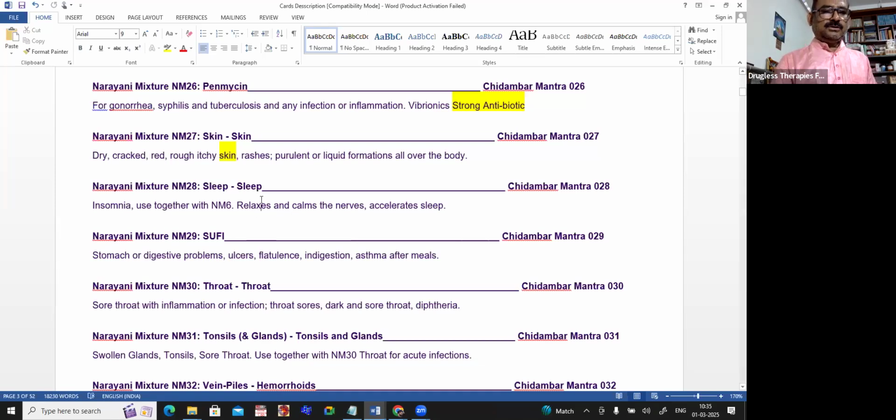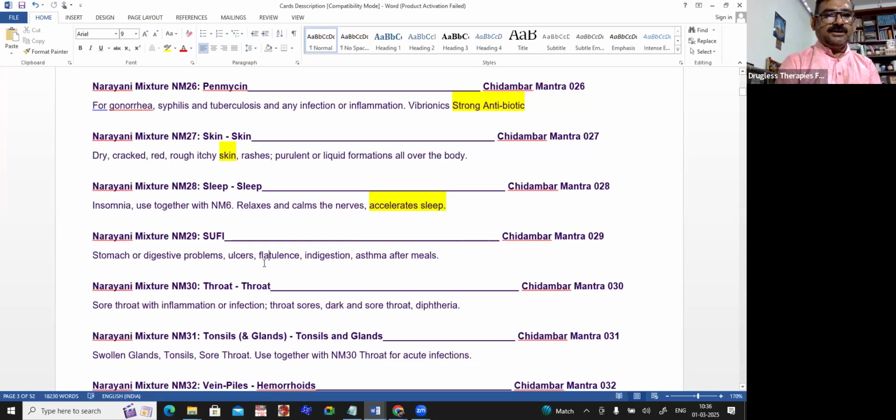Okay, so now we go to the next, sleep, inducing the sleep. Insomnia, you can say relaxes, calms, and we'll use this word, accelerate the sleep. Okay, good.